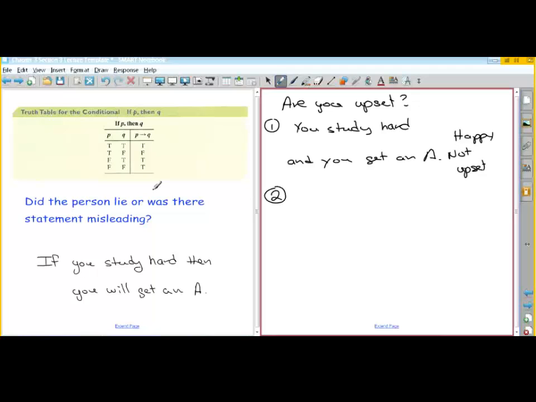Okay, the second case is we have a true P statement but a false Q statement. So you study hard and you don't get an A.